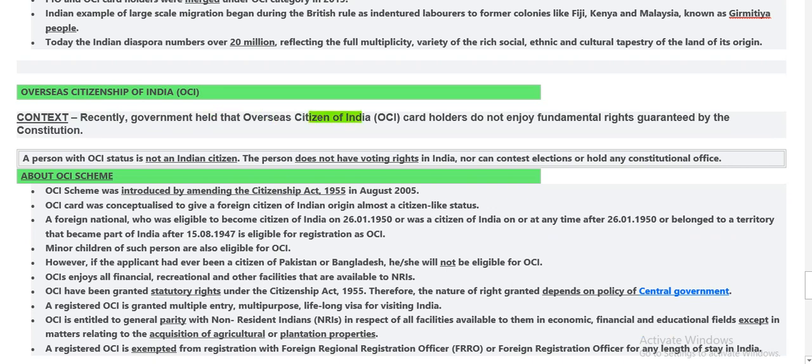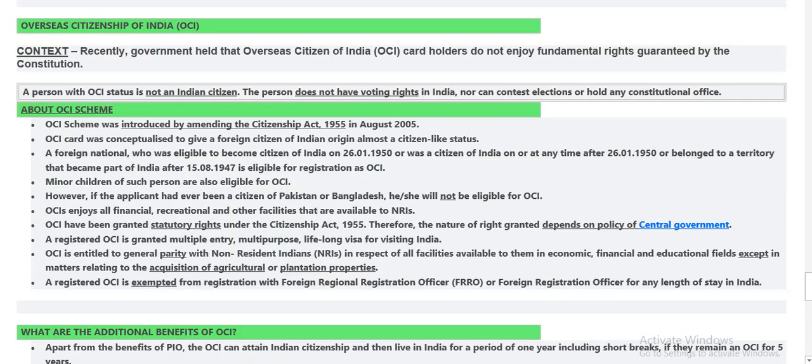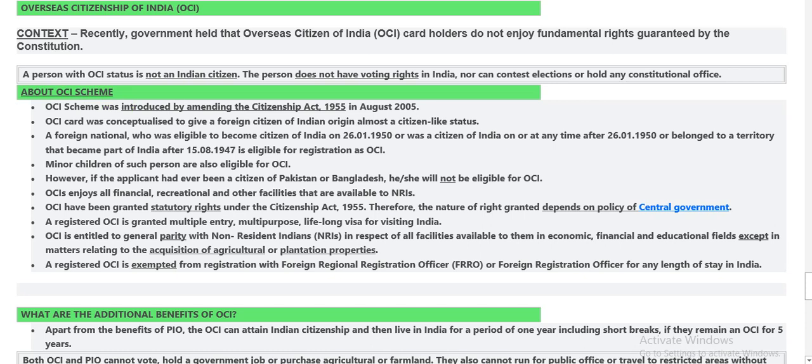Overseas Citizenship of India, OCI. Context: recently, the government held that overseas citizen of India, OCI card holders do not enjoy fundamental rights guaranteed by the Constitution. A person with OCI status is not an Indian citizen. The person does not have voting rights in India, nor can contest elections or hold any constitutional office.